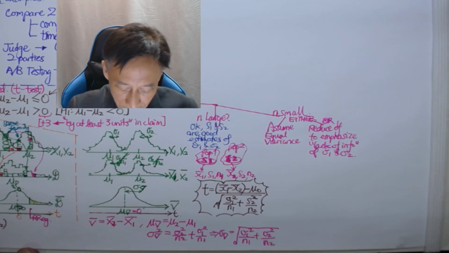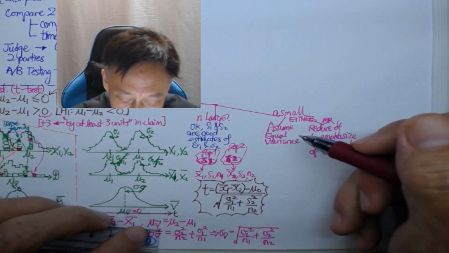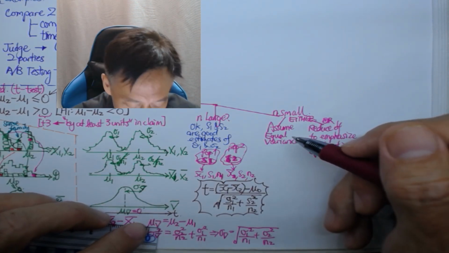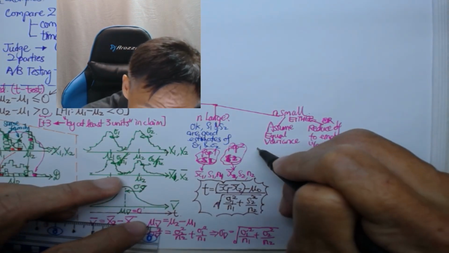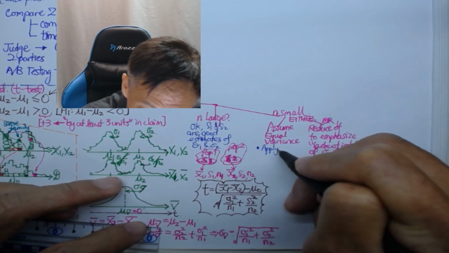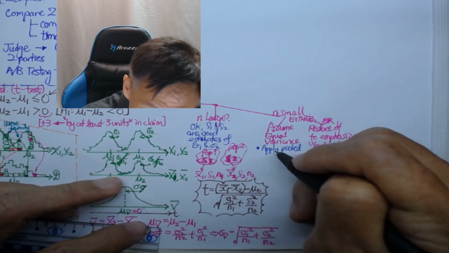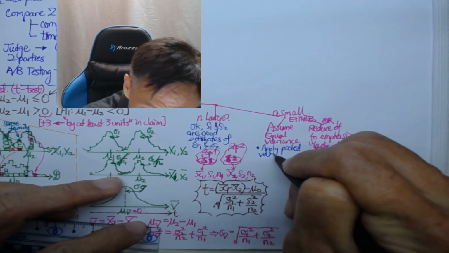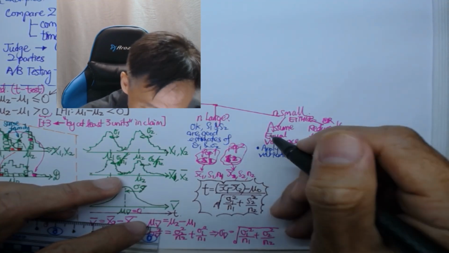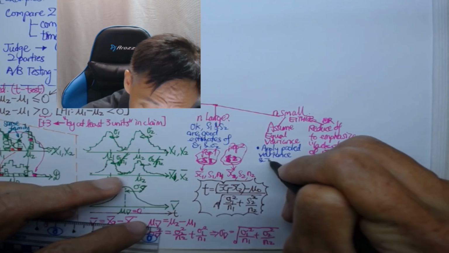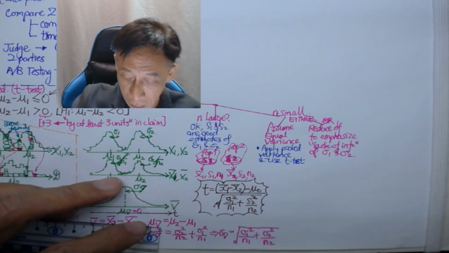Okay, then what happens when we assume equivariance? If we assume equivariance, then what we want to do is to apply pooled variance, sample variance. That means merged sample variance. Use t-test. Okay, so what's the formula?